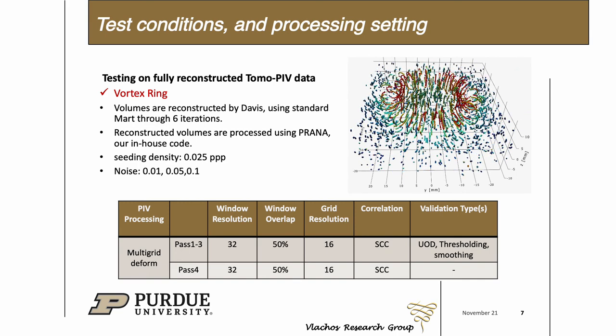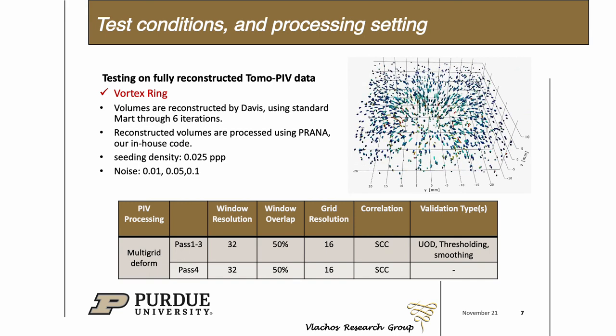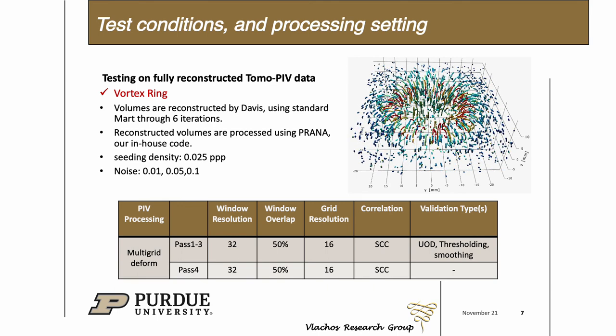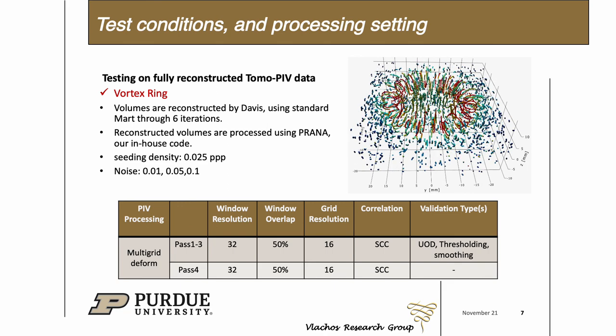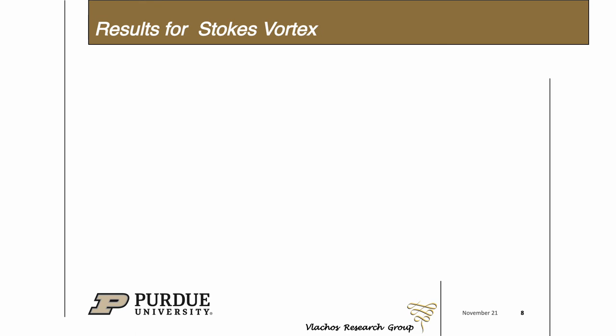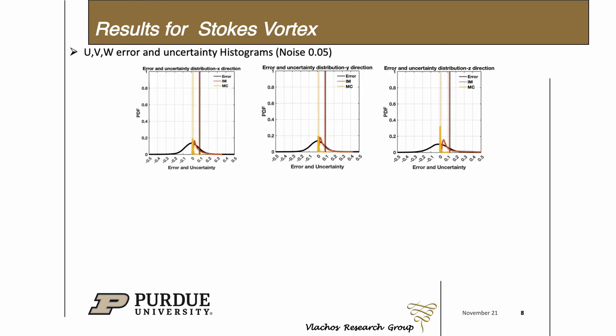The processing parameters are as in the table. We performed a multi-grid deformation approach with a standard cross-correlation. We used 4 passes, having validation and smoothing in the first 3 passes and calculating the uncertainty in the last pass. Once we generated the artificial dataset, we performed PIV processing to calculate the measurement error and compare that to the estimated uncertainties. With different settings for each case, we have more than 12,000 measurements to make sure the error and uncertainty results have converged.